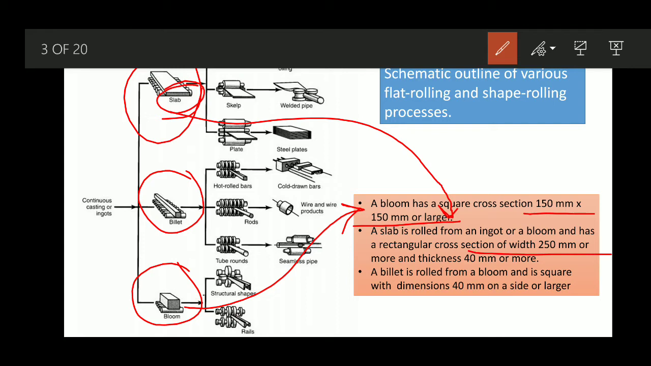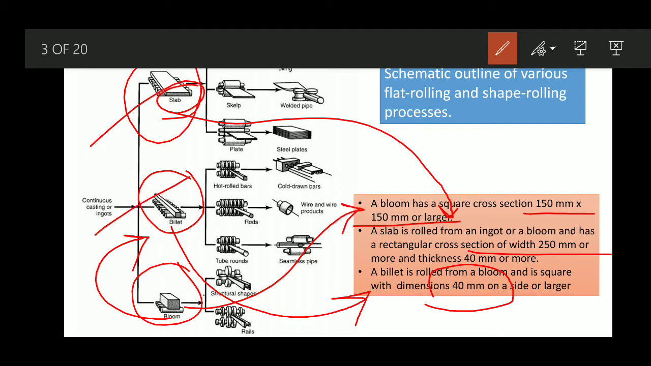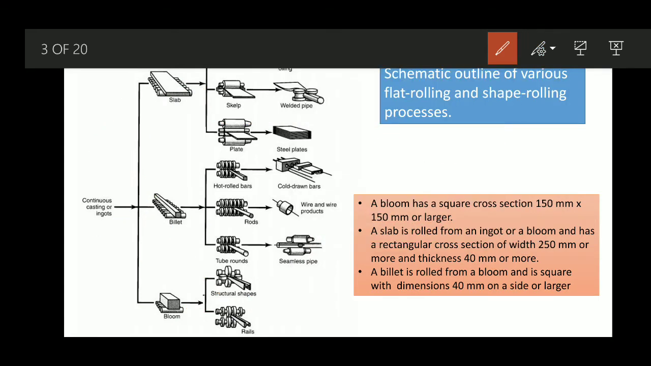Similarly, what is a billet? Generally a billet is rolled from a bloom. So from a bloom we get the billet by the rolling operation itself. Here also the cross sectional area is square, and generally the dimension is smaller than that of the bloom, 40 mm on the side or somewhat larger. So this slab, billet or bloom may be the initial shapes of the initial material.